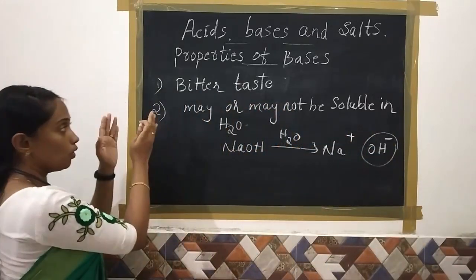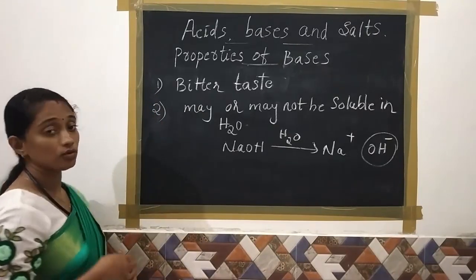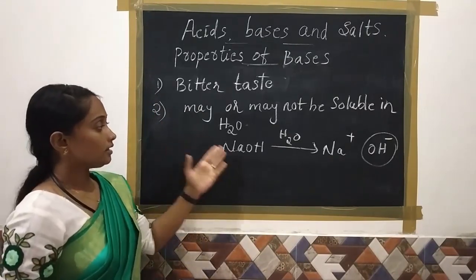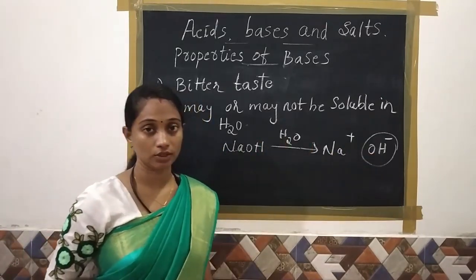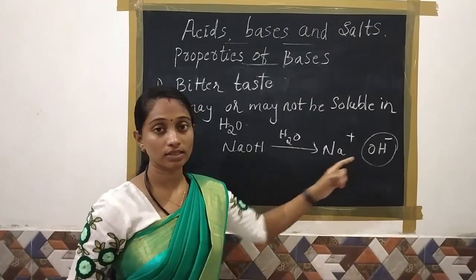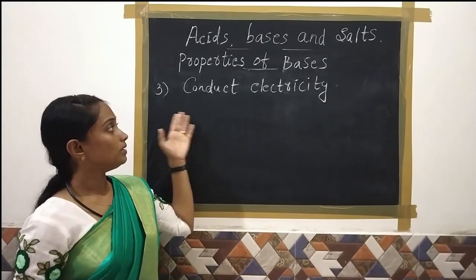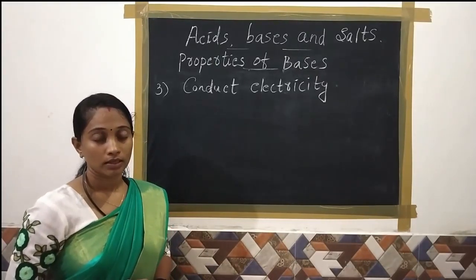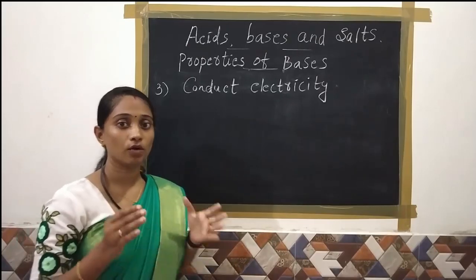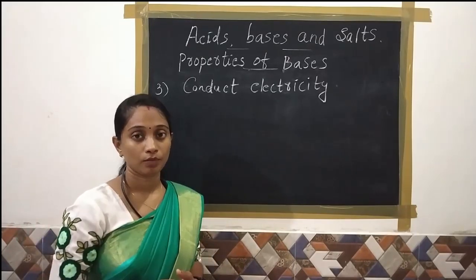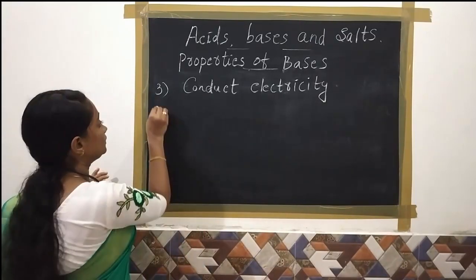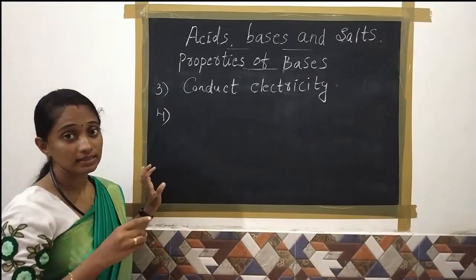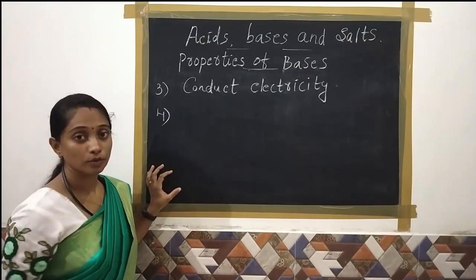So, all bases may or may not be soluble in water. NaOH is soluble in water and produces Na plus ions and OH minus ions, and the OH minus ion is named hydroxide. The third property: all bases conduct electricity. When bases are dissolved in water, they produce ions, and the presence of these ions conducts electricity.